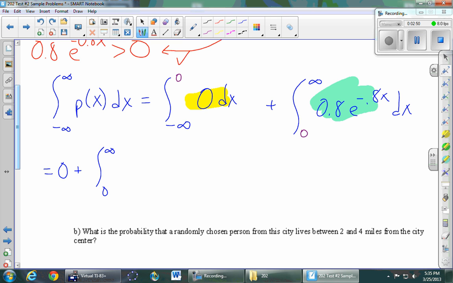This feels like a u substitution. We're going to let u equal the power. You might pause the video here if you want to take a few moments to do the u substitution and then come back when you've got it. So if you're back, hopefully you've got this. I'll copy the 0.8. That becomes e to the u. And instead of dx, we end up with a du over negative 0.8.